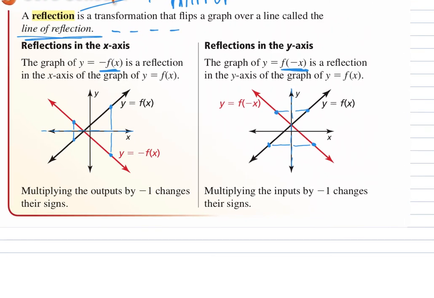Now, the easy way to remember this, or to know what to do, is you're just multiplying the outputs by -1, which changes their signs, or you're multiplying the inputs by -1, which changes their signs. Once we do an example, it makes a lot more sense, but I do want to point out the actual concept of this lesson, or this part of the lesson.